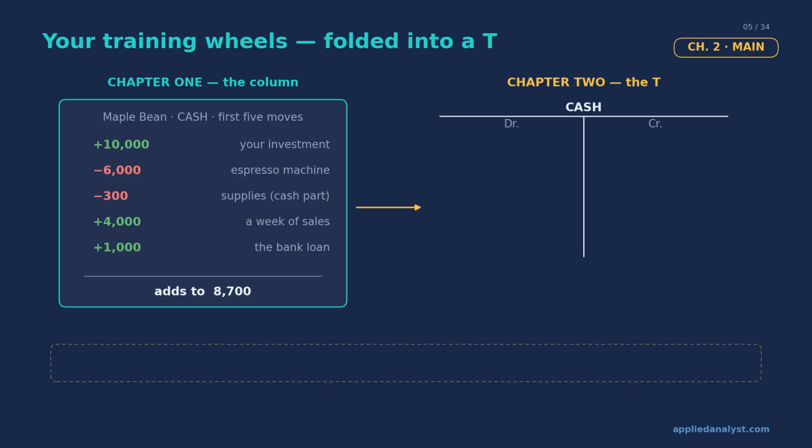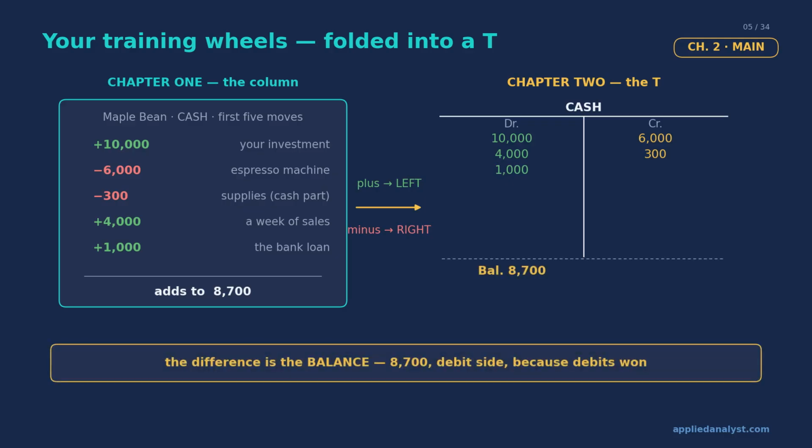Now the right side, the same 5 moves, folded into a T. Every plus goes left, the debit side. Every minus goes right, the credit side. Debits total $15,000, credits total $6,300, and the difference is called the balance, $8,700, sitting on the debit side, because debits won. Same numbers, same truth, new box.